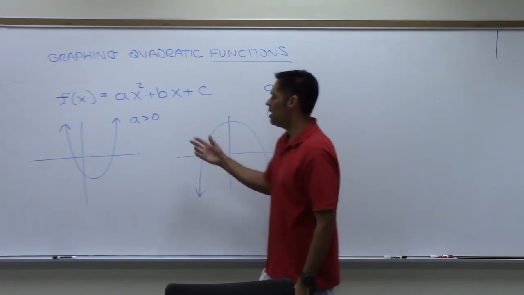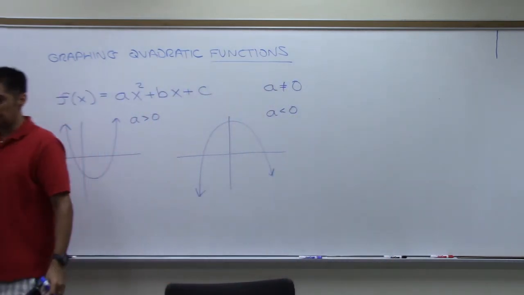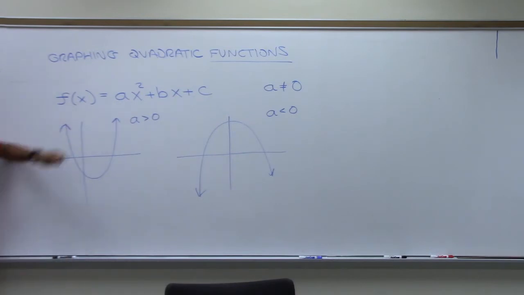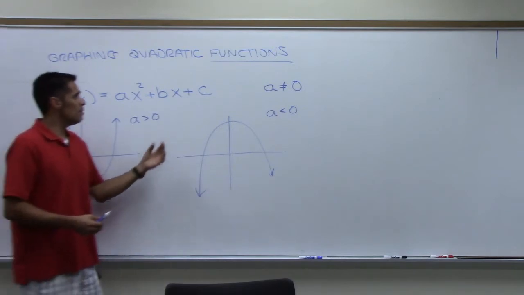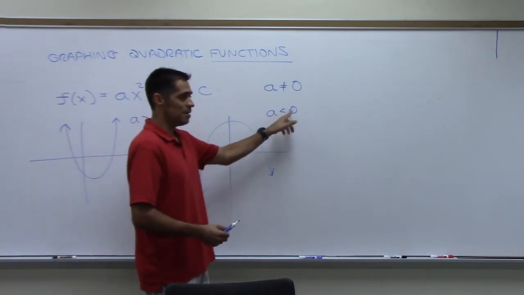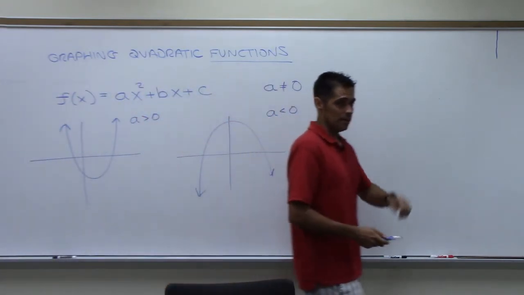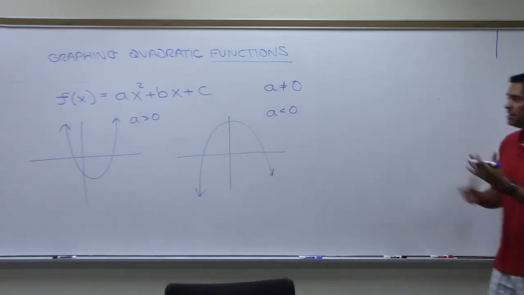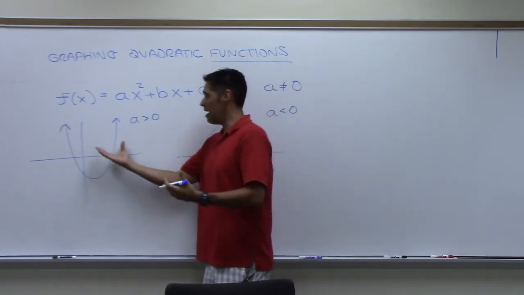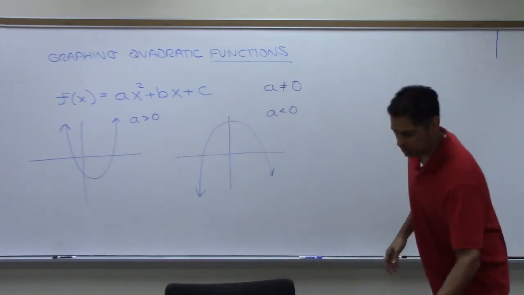What's another way of saying a is greater than 0? A is a positive number, right? So if this number right here in front of x squared is positive, it looks like a smile. If the number in front of x squared is negative, right, less than 0, it is going to be a frown. That's easy to remember. Positive people smile, negative people frown.